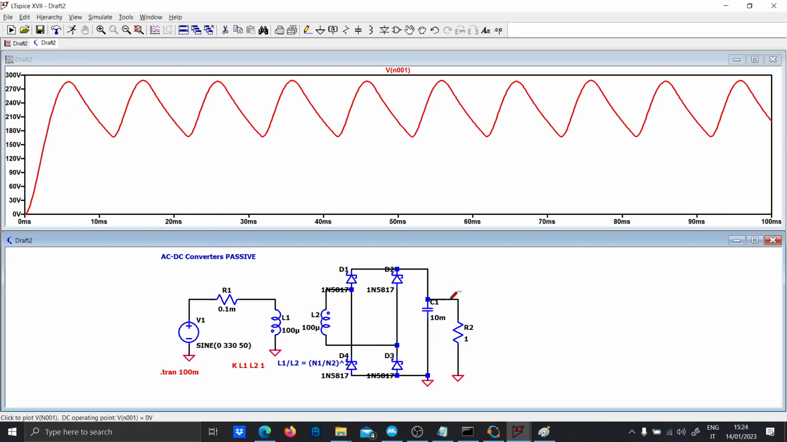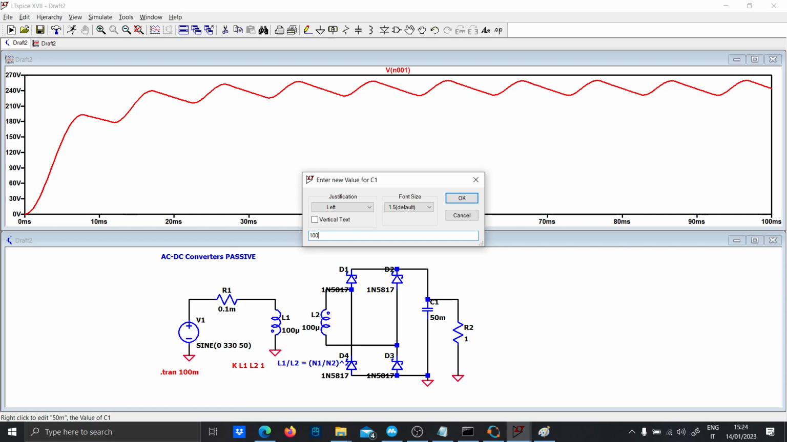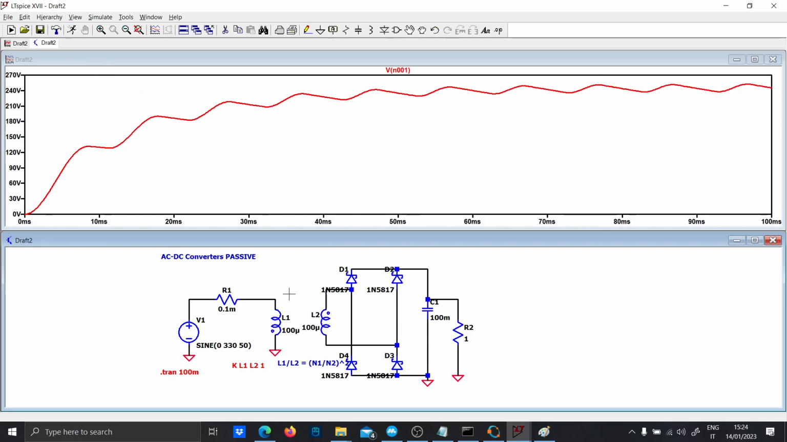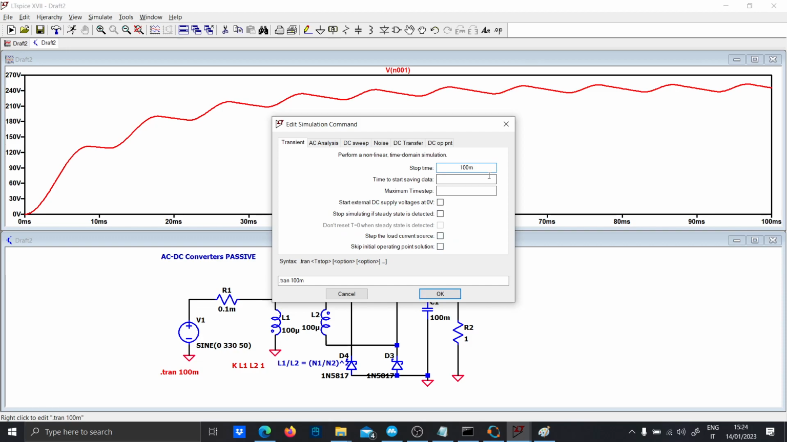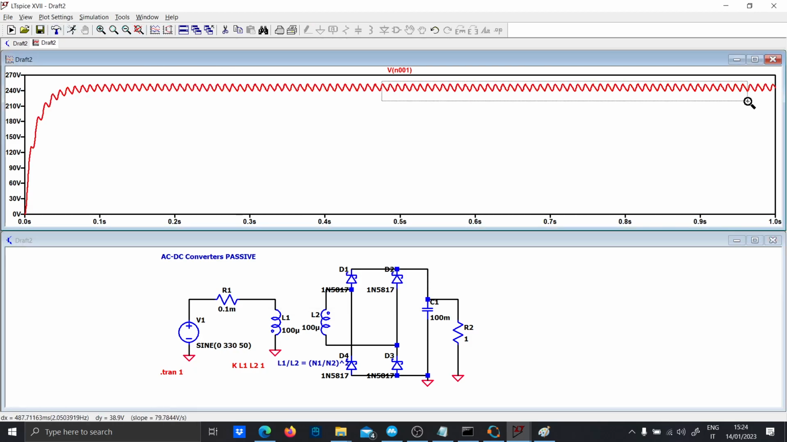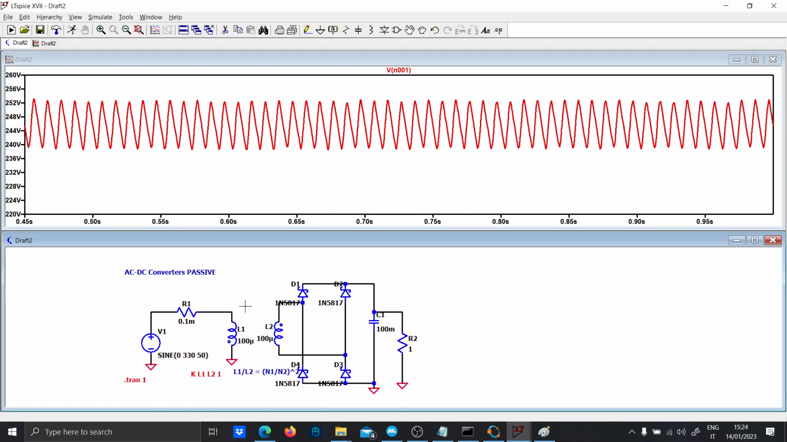Okay, as you can see, 10 millifarads are not enough for high voltages, so we should increase the output capacitance even a little bit. Now, of course, you have to design the system properly. Let's just put 1 second. Okay, you can see the ripple clearly, and yeah, that's it. Basically, this is the most basic AC/DC converter.